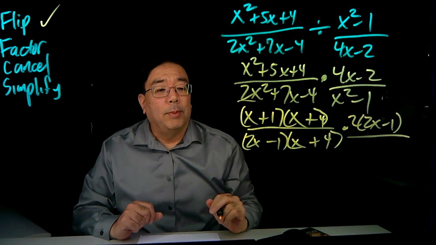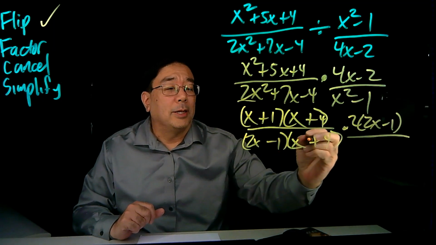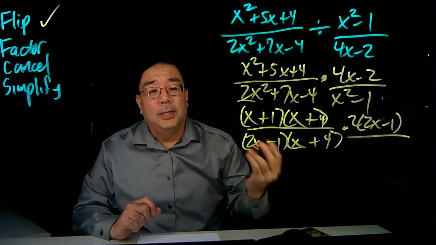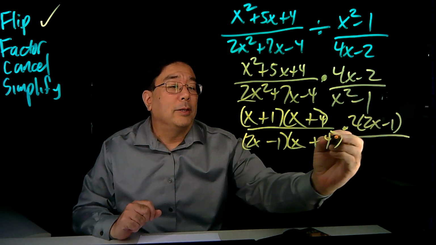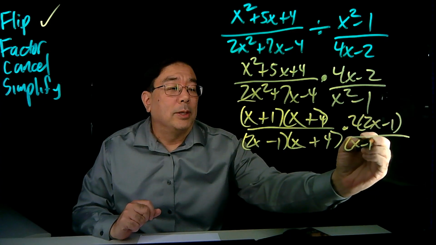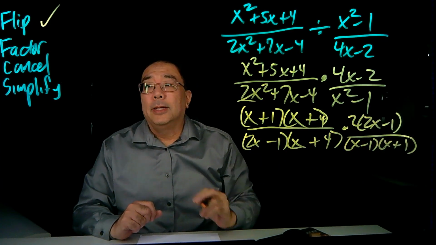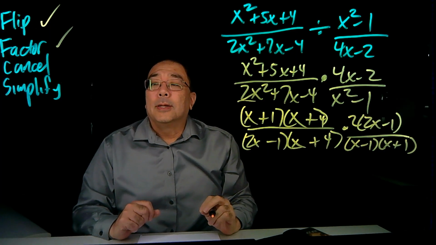And the x squared minus 1, hopefully you've seen a lot of these, so you're used to seeing the difference of two squares, because that's x squared minus 1 squared. So that factors to x minus 1 times x plus 1. And then we see, so we factored, now we cancel.